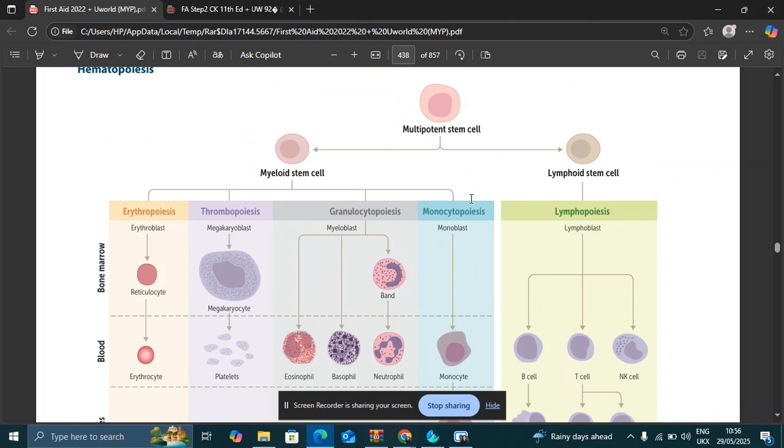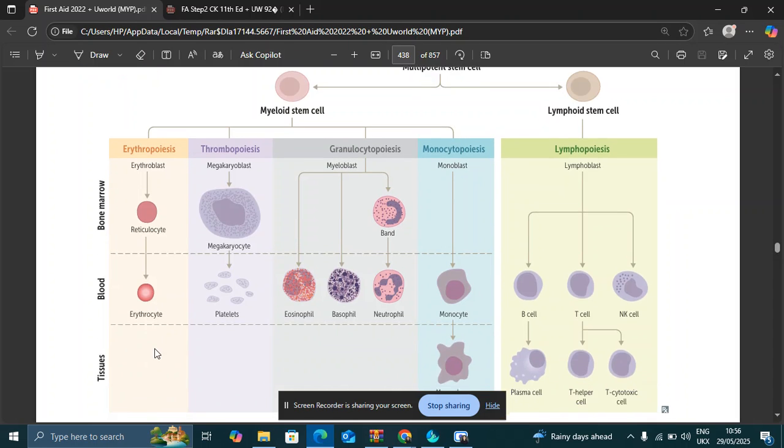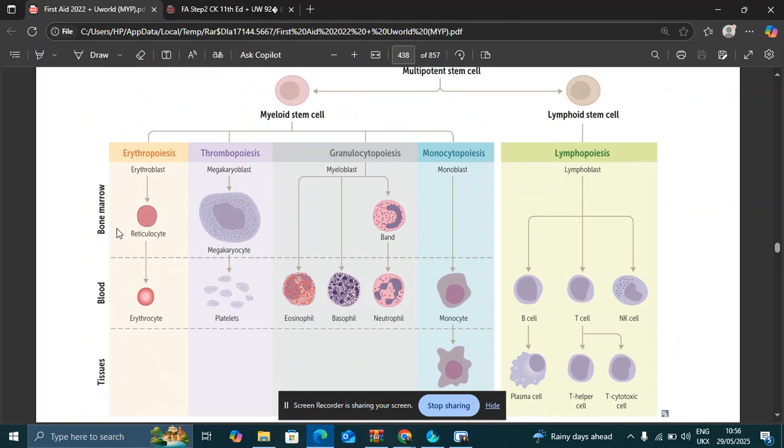When the myeloid stem cell undergoes erythropoiesis, it produces erythrocytes, also called RBCs. If it undergoes thrombopoiesis, it will produce platelets. If the myeloid stem cell undergoes granulocytopoiesis, it will become either an eosinophil, basophil, or neutrophil.